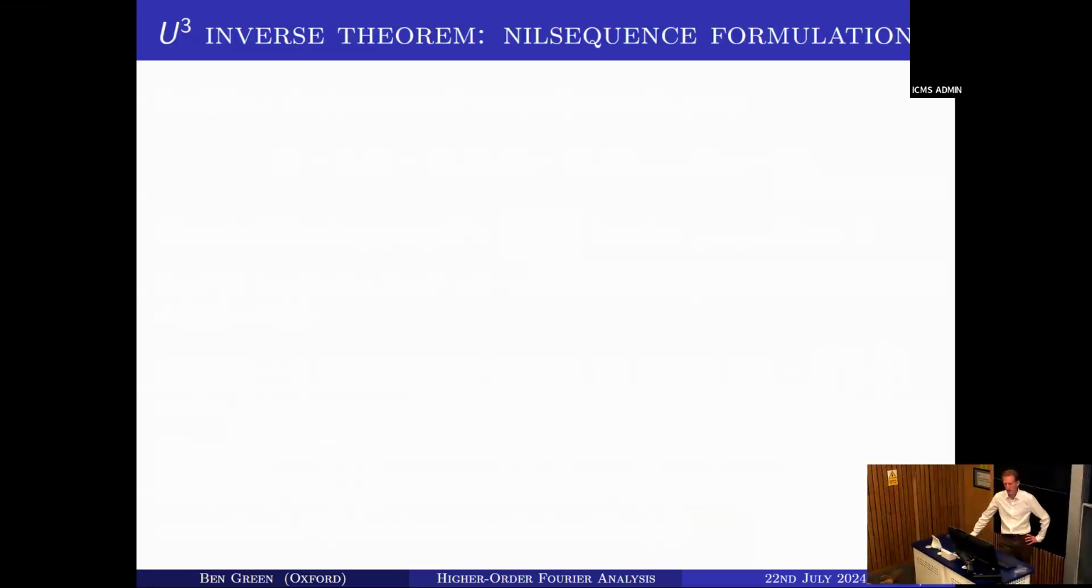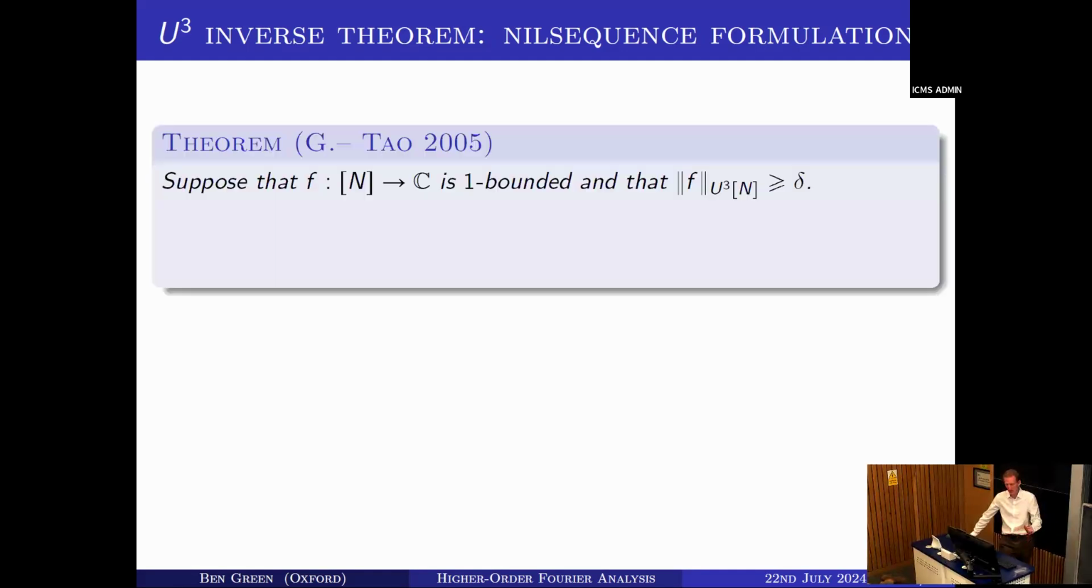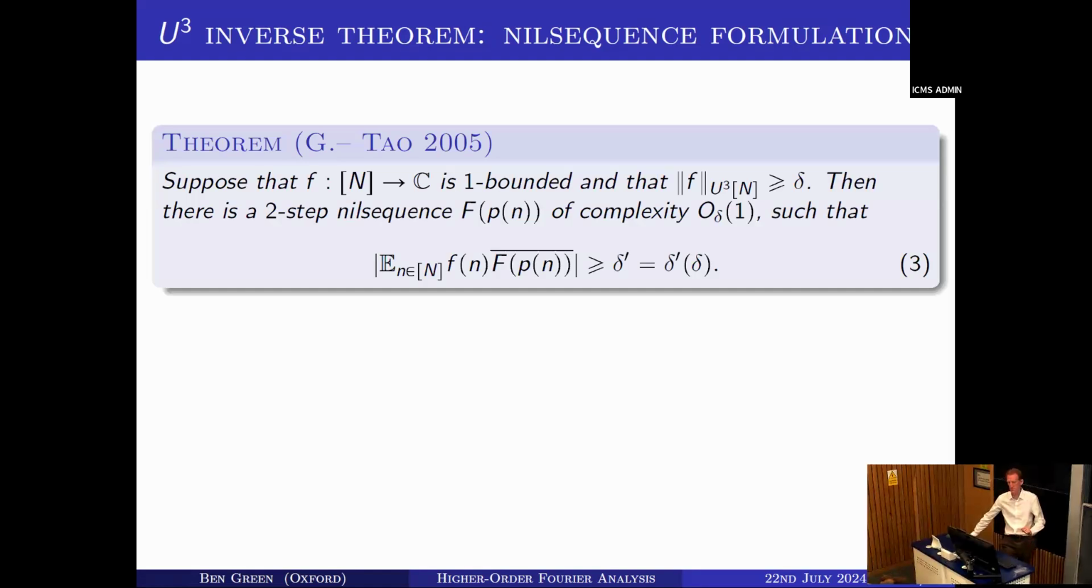So there's a nil sequence formulation of the inverse theorem, and that's basically because, as was already known to Bergelson and Leibman, bracket polynomials can be written as nil sequences and vice versa. So once you've proved a bracket quadratic version of the inverse theorem for the U3 norm, then you can deduce a nil sequence version, which sounds like this. If you've got a function with a large U3 norm, it correlates with a two-step nil sequence whose complexity parameters are all bounded. And again, that's an if and only if.